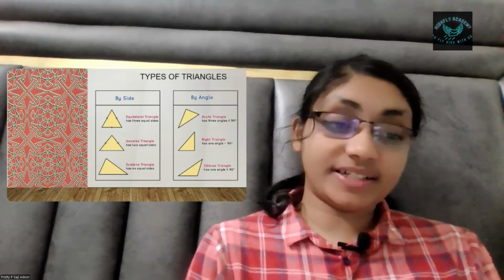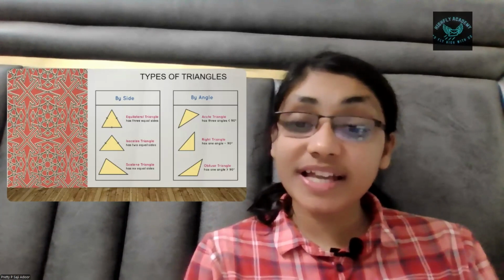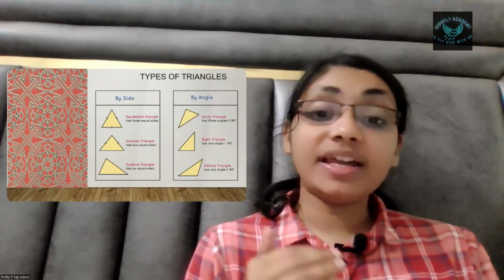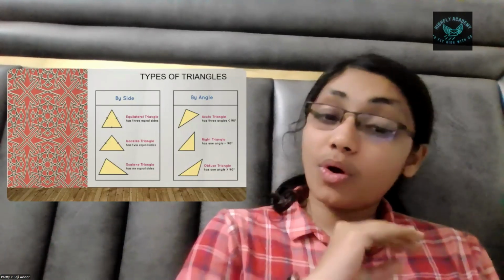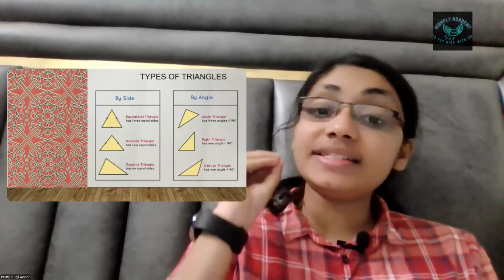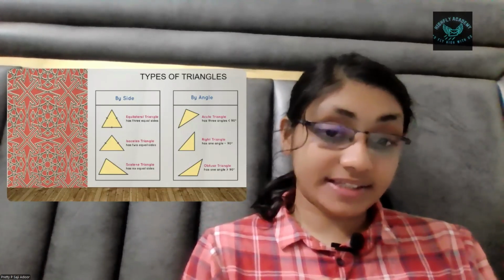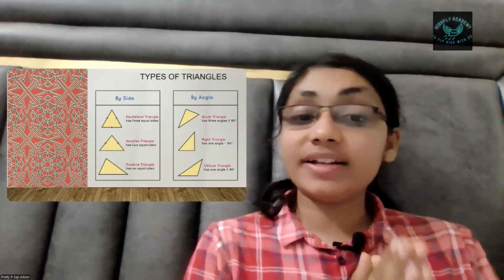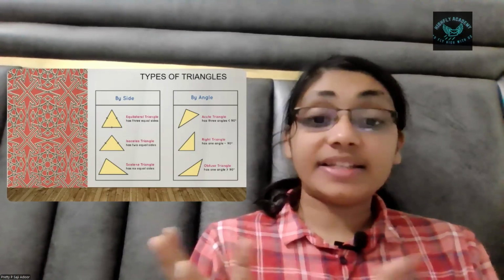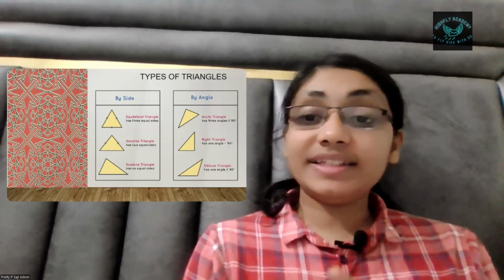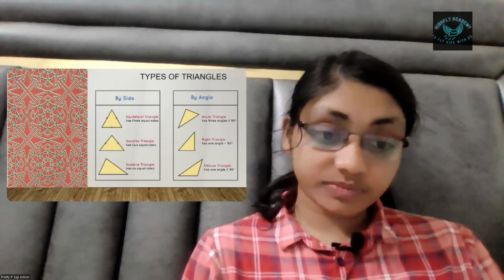Last one is the obtuse angle triangle. What is an obtuse angle triangle? An obtuse angle triangle is one which has one angle greater than 90 degrees, and the other two angles must be less than 90 degrees. Okay, so these are the different types of triangles. Now today we're gonna learn two terms on behalf of triangles.